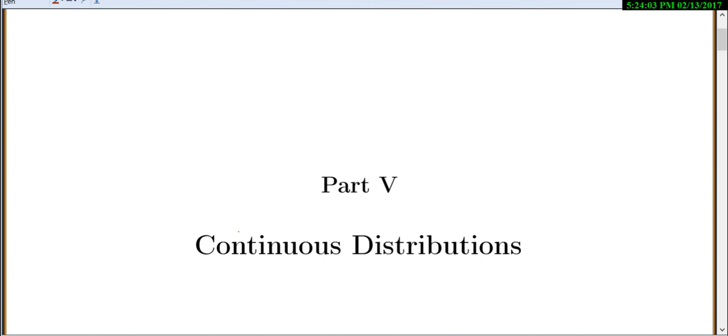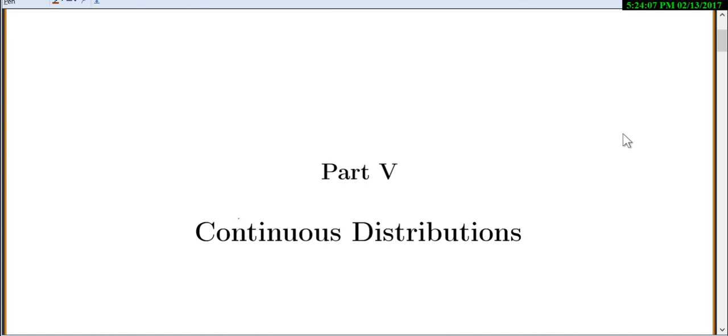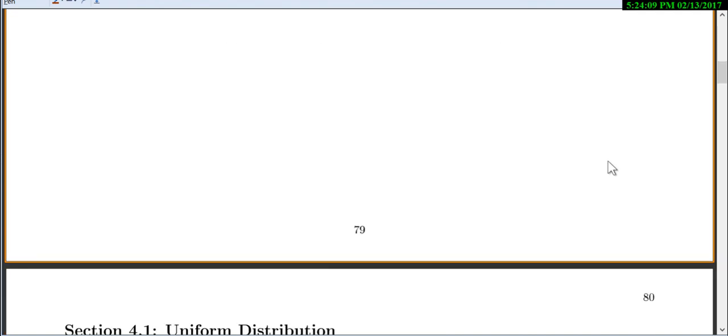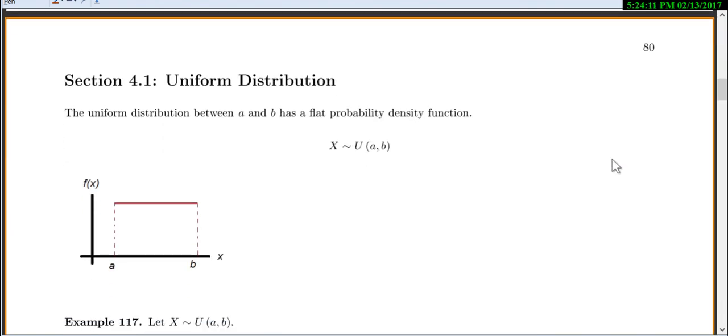So chapter 4 is about continuous distributions. We did discrete distributions, now we'll do continuous. And there's two special continuous distributions that are common enough that we're going to learn about them by name. So first you have the uniform distribution.